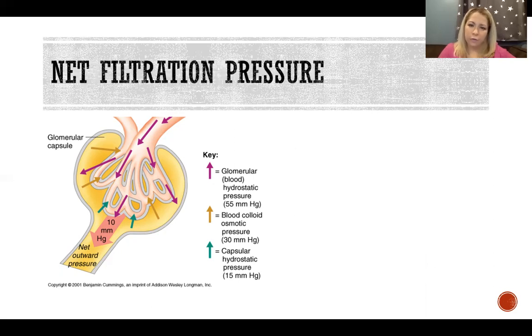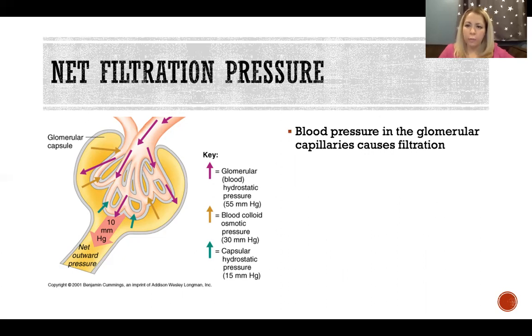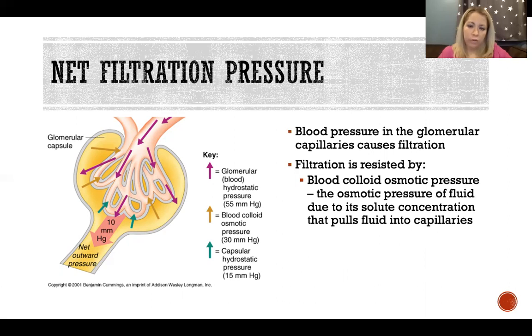So the net filtration pressure means we have to consider the blood pressure that's pushing the fluid out and the resisting pressure. Okay, so blood pressure in the glomerular capillaries causes the filtration. So it causes the fluid and the dissolved substances to move through the wall of the glomerulus. That filtration is resisted by two pressures. One is the blood colloid osmotic pressure, just like in normal capillary exchange. So it's the osmotic pressure of fluid due to its solute concentration that pulls fluid into the capillaries.